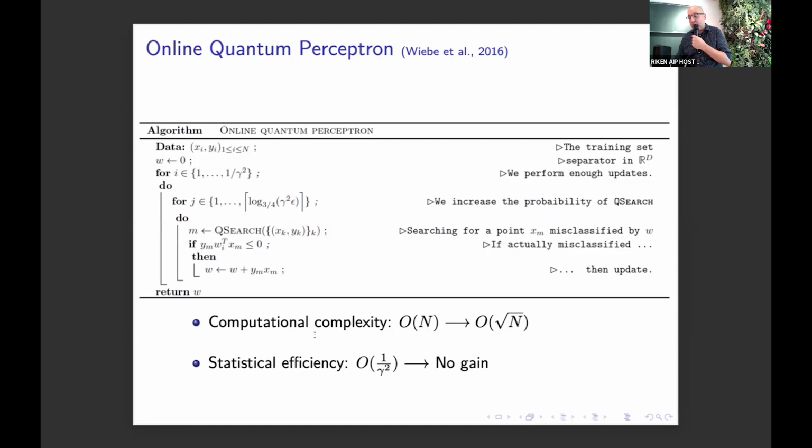Since we are using Grover search over the data points, the complexity, instead of being linear in the number of data points n, will be square root of n. This is the advantage of using Grover search. However, we don't have any gain in statistical efficiency. This means that the number of iterations is bounded, like in the classical setting, by O of 1 over gamma squared. So now the question: can we have a quantum algorithm that improves this statistical guarantee?